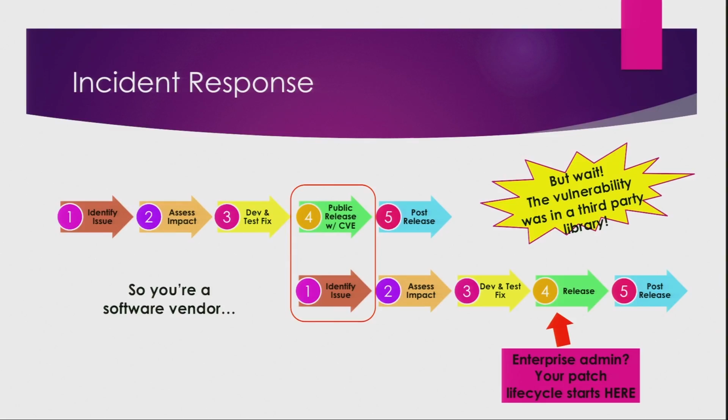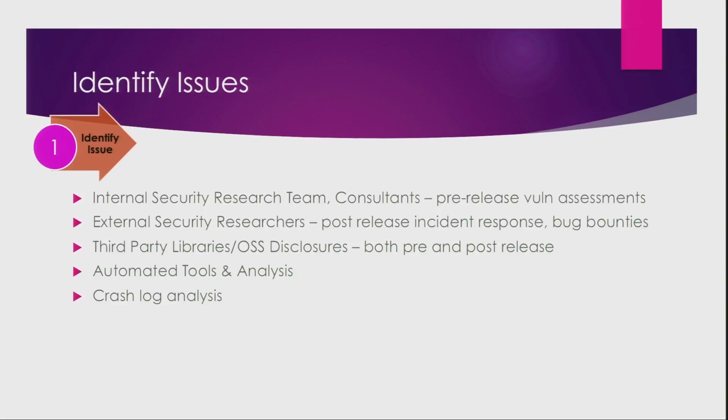So the recommendations I'm going to make are going to be to try to tighten that up for you. In the identify issues phase, if you don't have an internal security research team, you're going to want to probably try to find some external security researchers, either consultants. Make sure you have a disclosure policy on your website that tells people if you find a vulnerability in our software, here's how you report it to us: secure@company.com. And here's our PGP key so that you can send it securely.